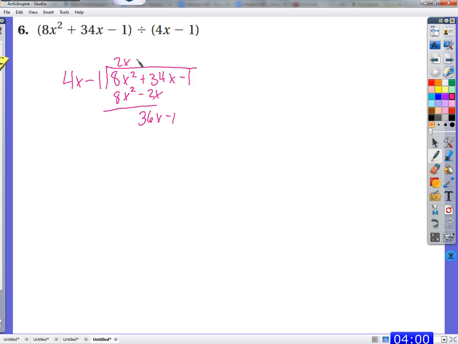Okay, and then how did you get the 8x squared minus 2x? 2x times 4x equals 8x squared, and 2x times negative 1 is negative 2x. Good. And then the next, where does 36 come from? You have to have 36 added to negative 2x to equal 34x.